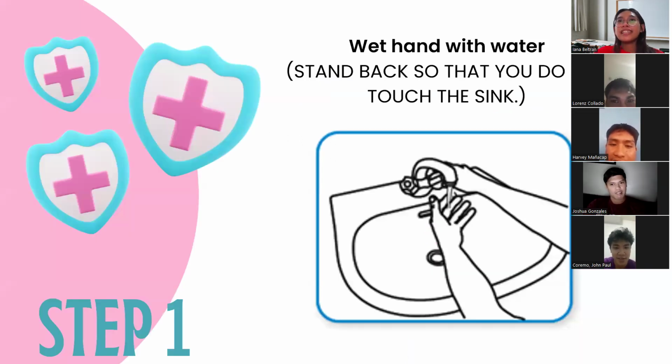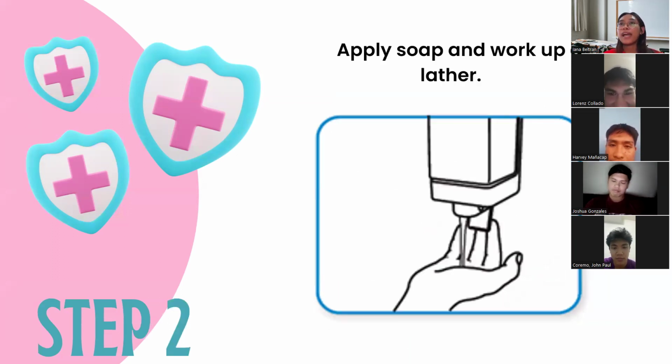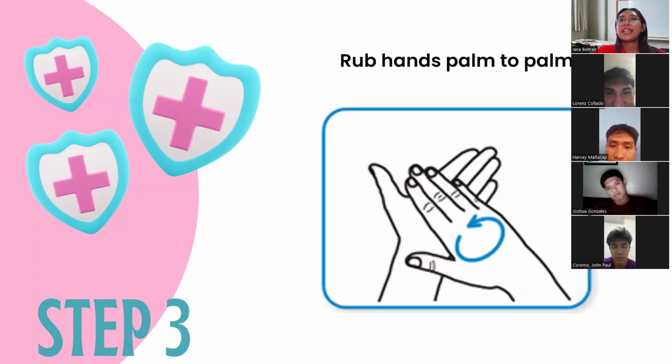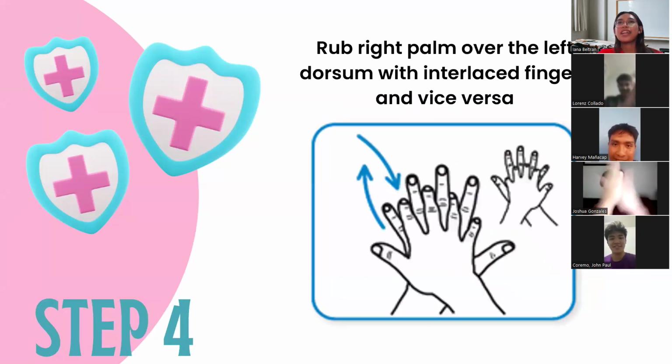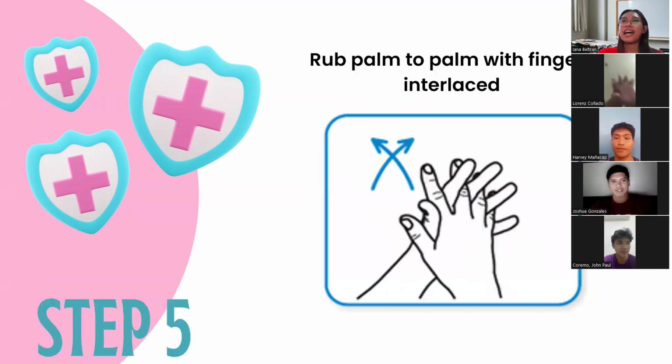Okay, step 1, wet hands with water. The important thing is that you should not press your body against the sink. Step 2, apply soap and work up a lather. Step 3, rub hands palm to palm. Show how to do it. How do we rub hands palm to palm? Correct. Step 4, rub right palm over the left dorsum with interlaced fingers and vice versa. Show how. Correct. Good, class.